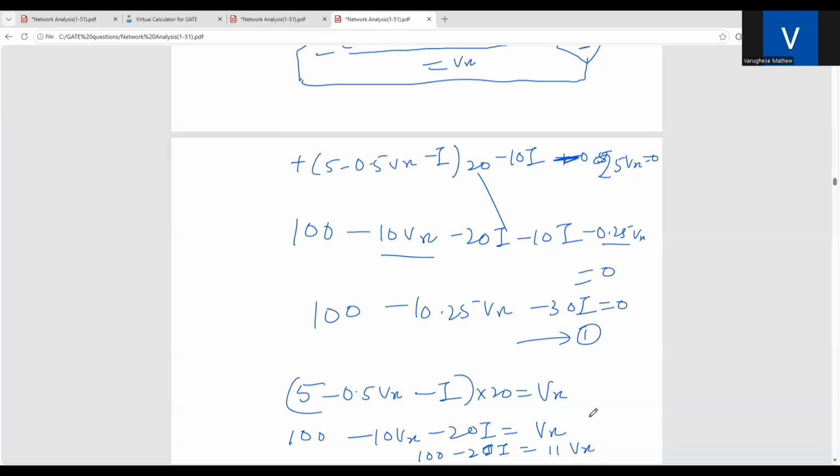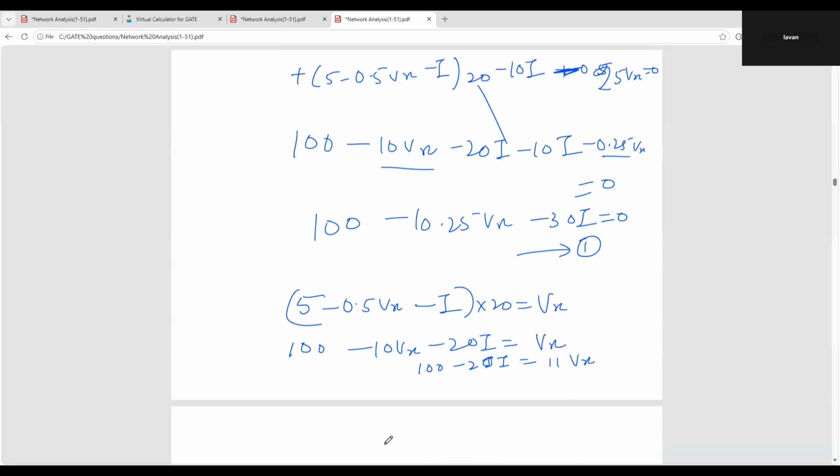Agreed? So one equation is, I am rearranging this first equation: 30I plus 10.25 Vx.